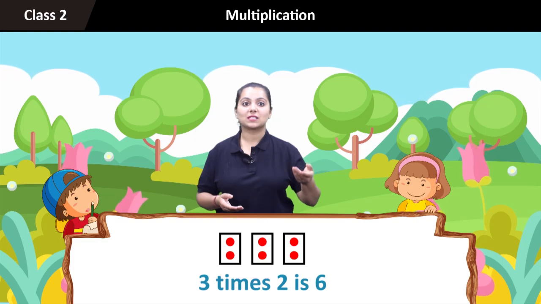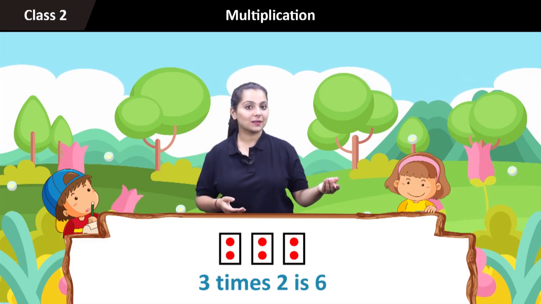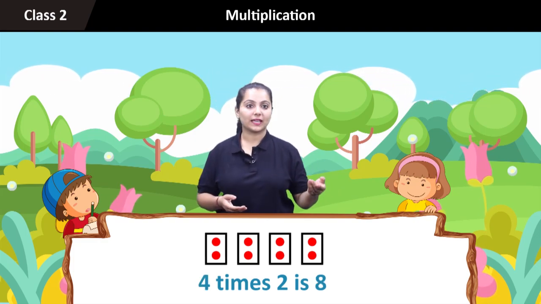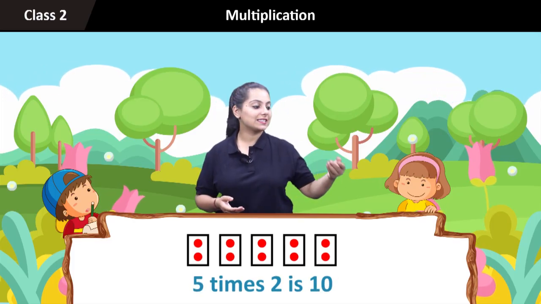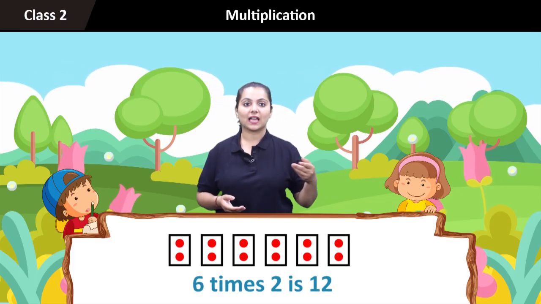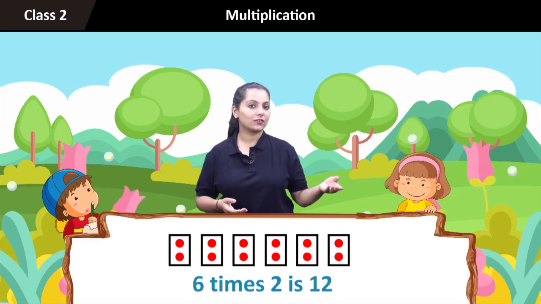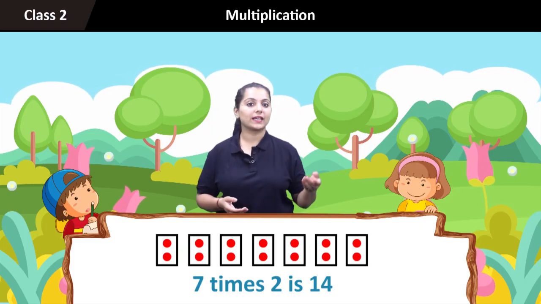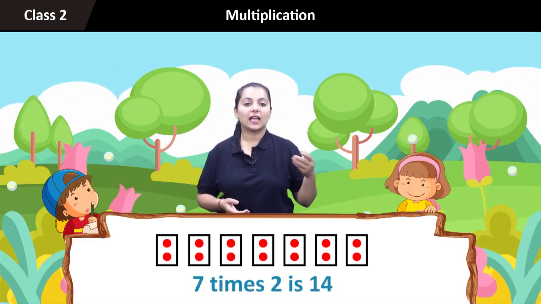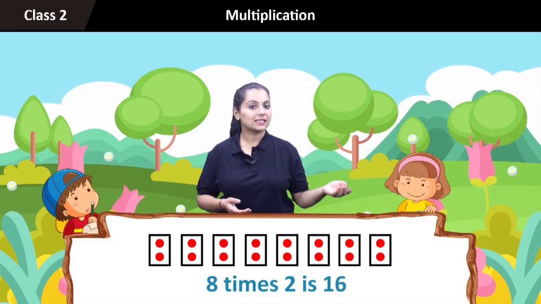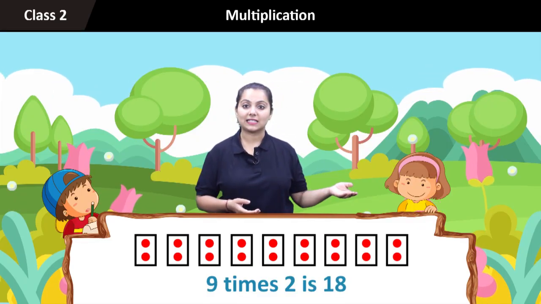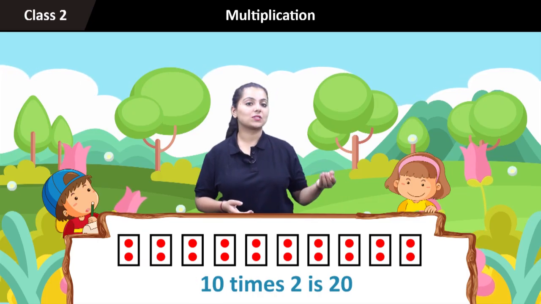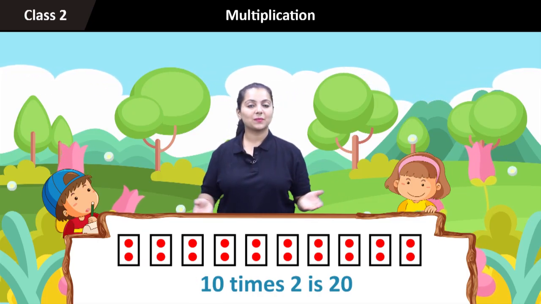Then 3 times 2 is 6. 4 times 2 is 8. 5 times 2 is 10. 6 times 2 is 12. 7 times 2 is 14. 8 times 2 is 16. 9 times 2 is 18. 10 times 2 is 20.